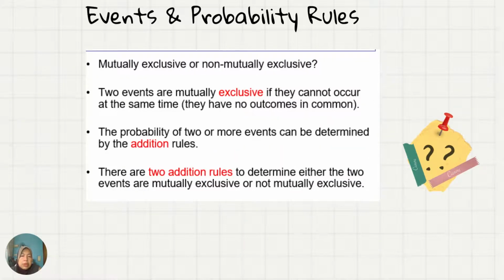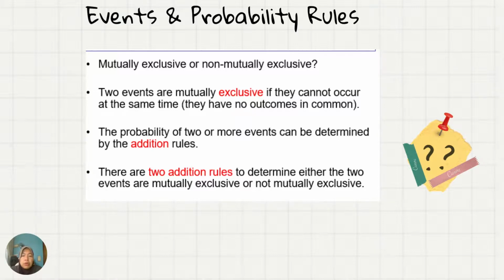Alright, so bear in mind the events and probability rules. There is one more rule, mutually exclusive or non-mutually exclusive. Mutually exclusive means they cannot happen at the same time. The probability of two or more events can be determined by the addition rules, and the two addition rules can also determine whether the two events are mutually exclusive or not.